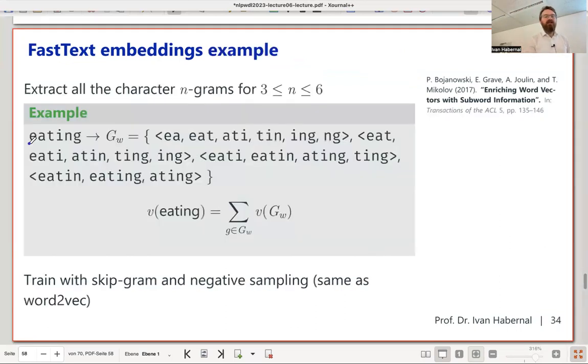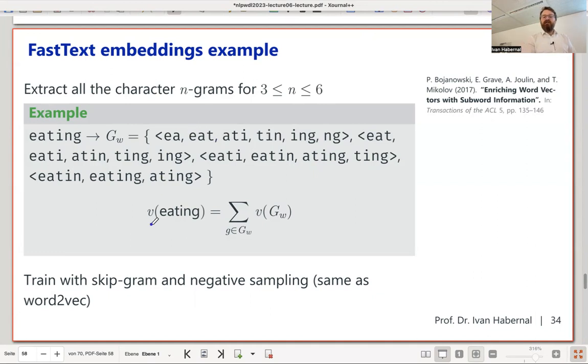So you have a word, okay, eating. I think it's called gerund in English. You have eat and eating, which is the same word, but in a different form, like the simple form and this gerund form. I'm eating, like the process right now. So you would create all the sub n-grams, for n from 3 to 6, that's what they did, of the word, and they introduced special starting and ending characters. So starting character, then ea, eat, ati, tin, ing, ng, and the end character, then for n of 4, and so on. So basically all the possible character n-grams from the word.